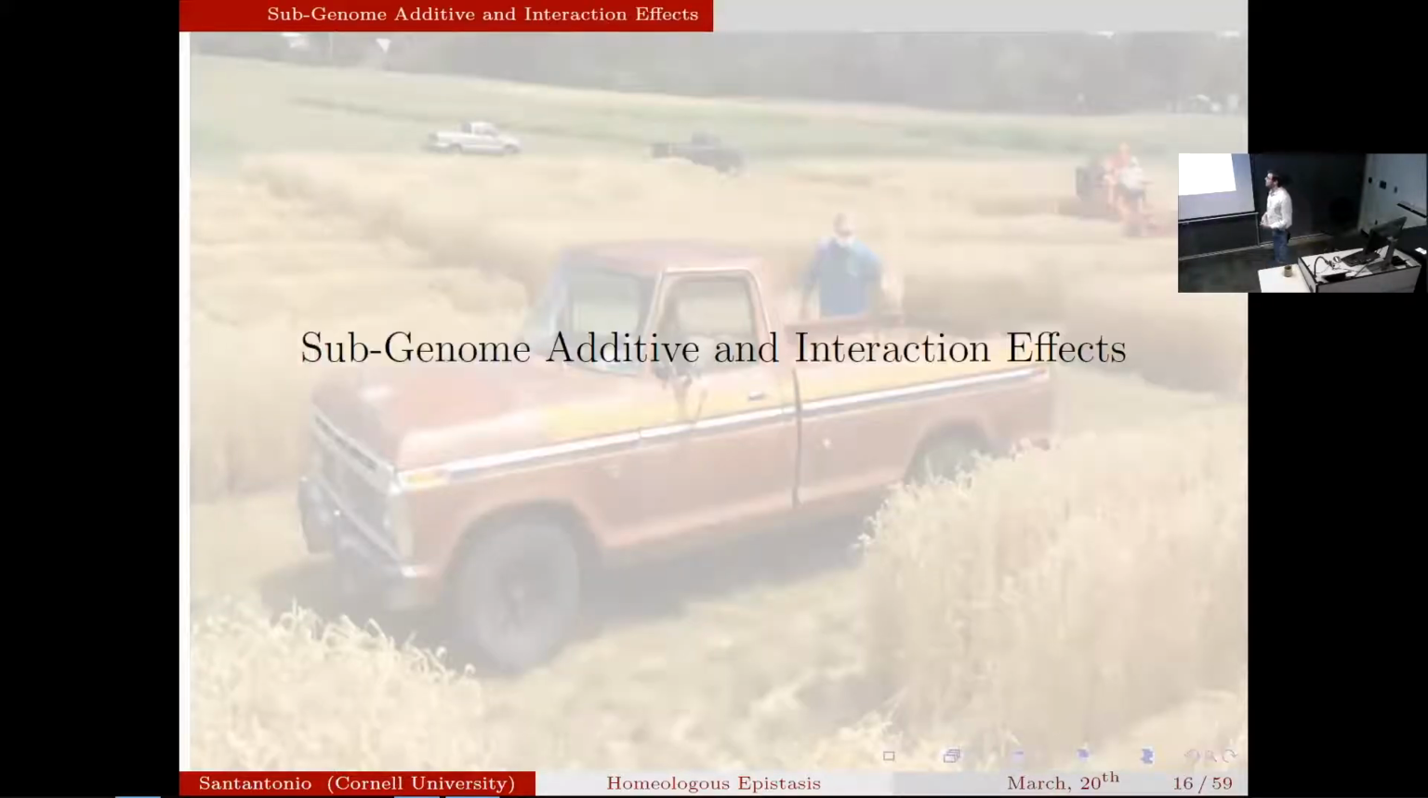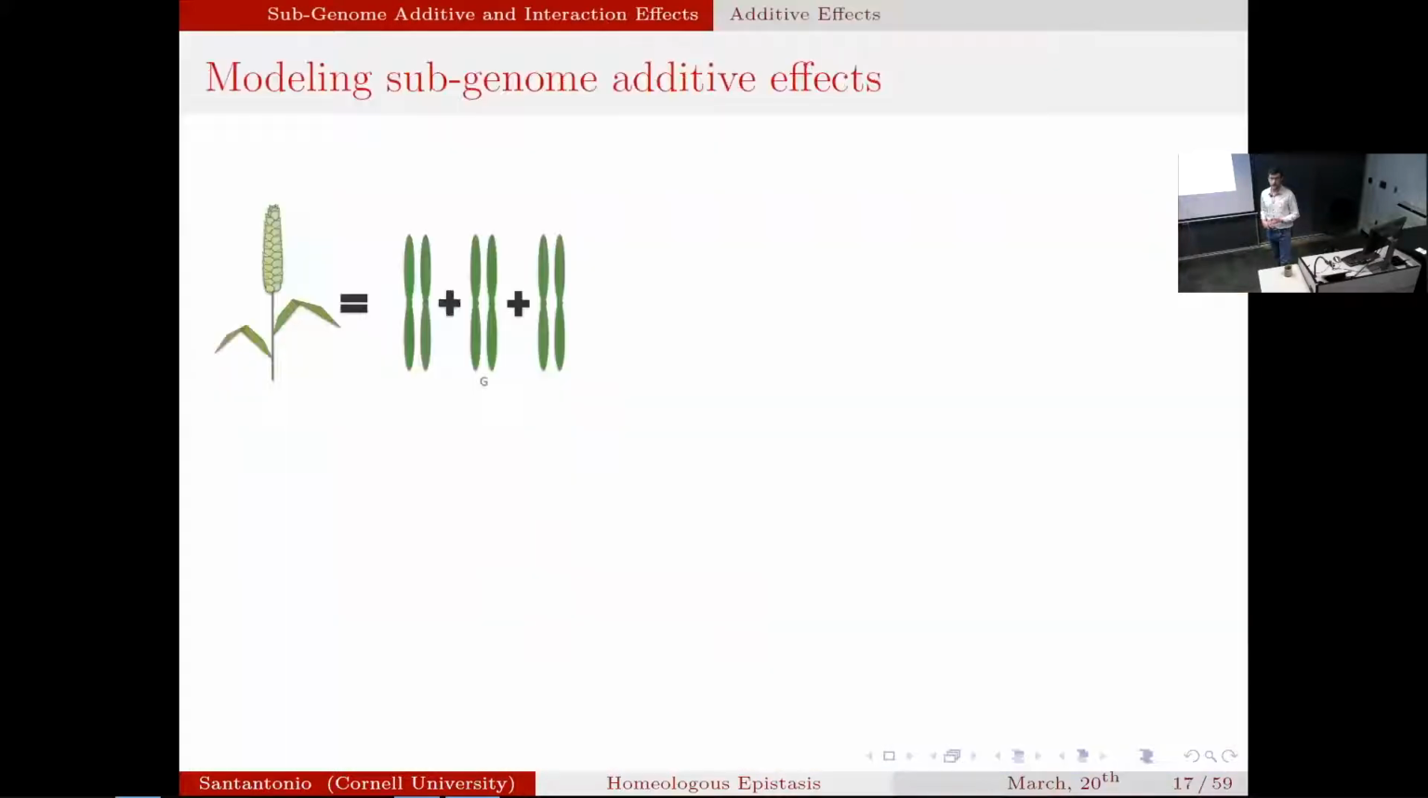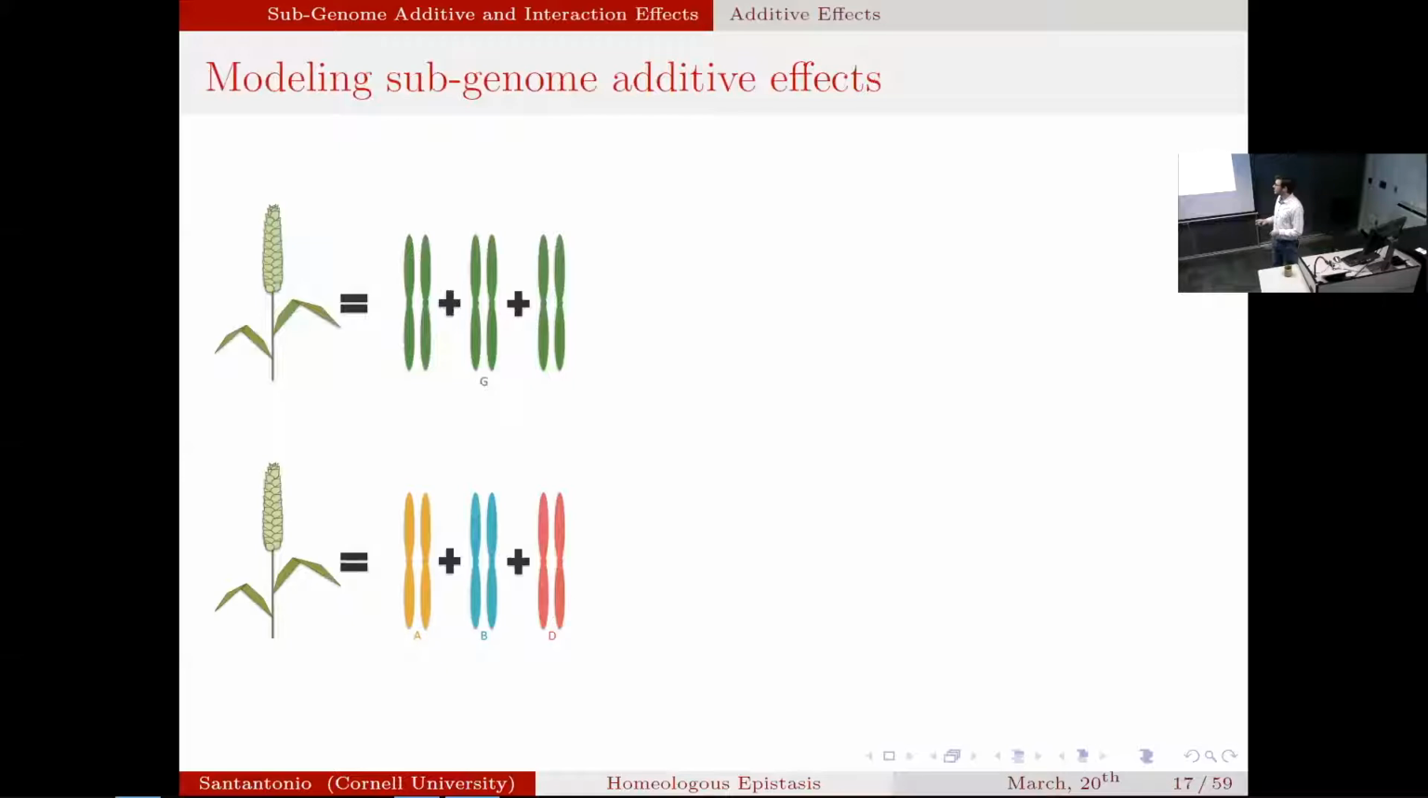So the first thing I was interested in is subgenome, additive, and interaction effects. We typically think of the phenotype as a summation of all of the genetic effects, on average. But there's no reason why we can't split these into their individual subgenome effects.